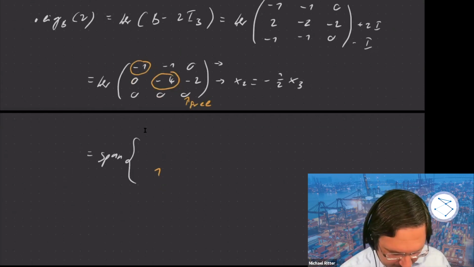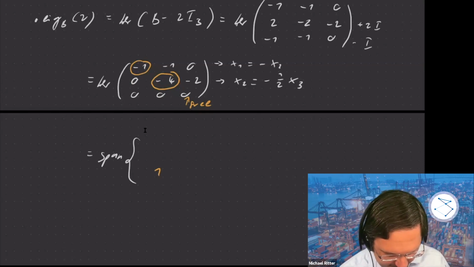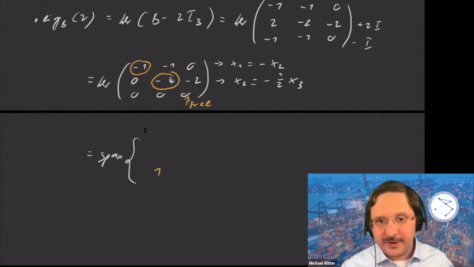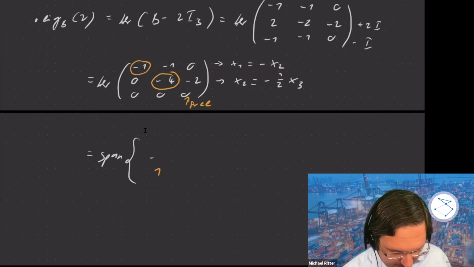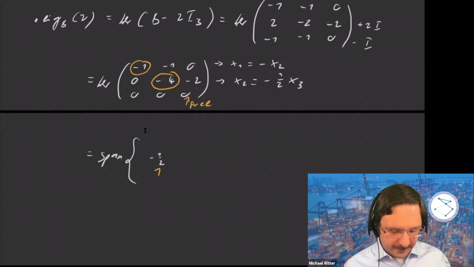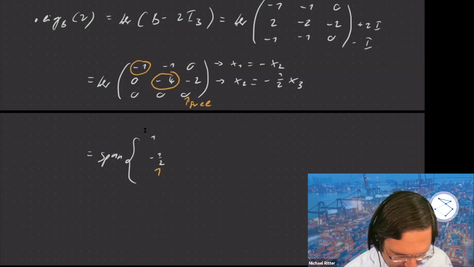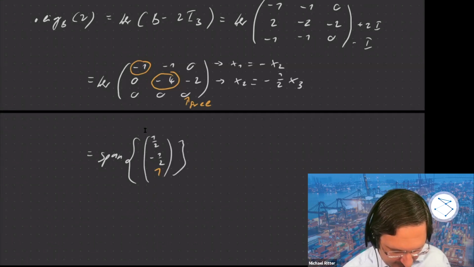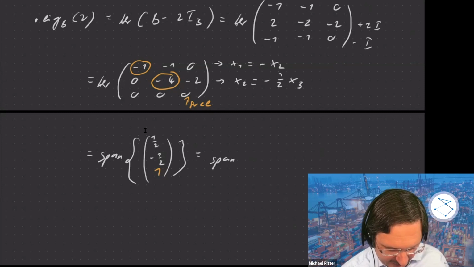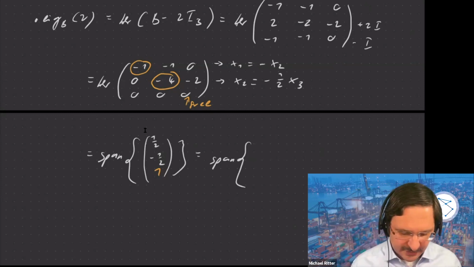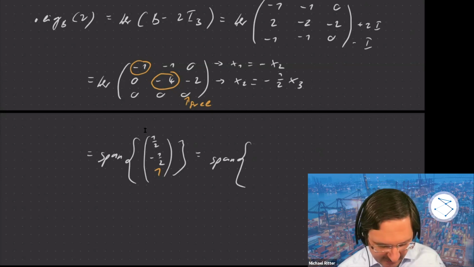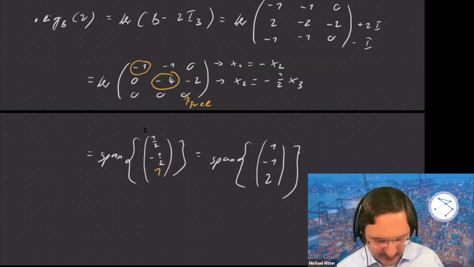And then x1 is minus x2. So with x3 being 1, we get minus 1 over 2 for x2, and we get 1 over 2 for x1. To make things look a little neater, we can just multiply this vector by 2, scale it up, and we get 2, minus 1, and plus 1. So that's our third vector.